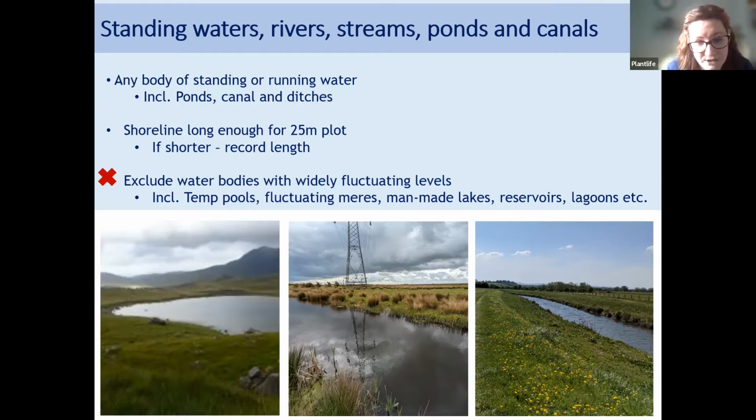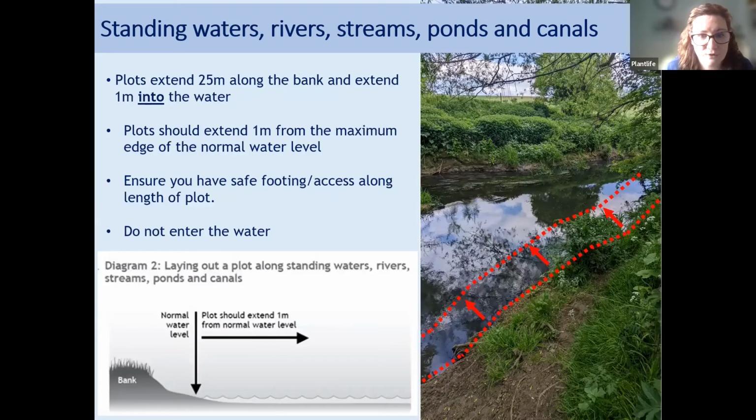But for more permanent water bodies, plots should very carefully be selected and recorded to ensure that they can be recorded and relocated accurately. So for running and standing freshwater plots, the plot should extend for 25 metres along the bank and then 1 metre out into the water. And that's from the maximum edge of the normal water level, as you can see with the diagram here, and the real example that I've just popped on the slide.